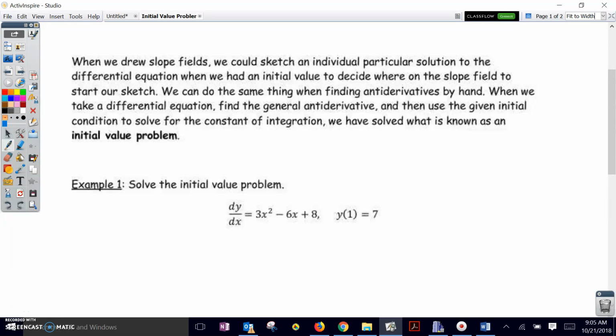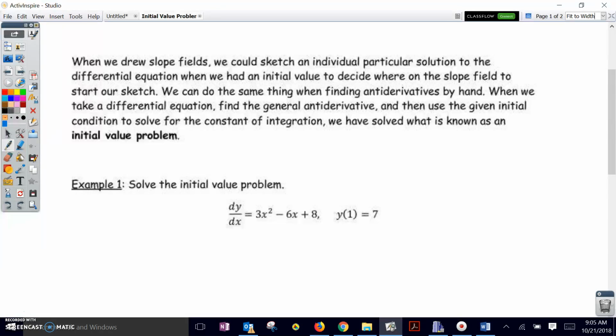Alright, welcome back everybody. In this video we're going to look at the examples from the initial value problems lesson. If you think back to the last lesson on slope fields, what we did at the very end was we took our slope field and then we gave ourselves some condition, the value of a function at a single point, with which we could then draw a specific solution curve. We're going to do the same thing algebraically in this lesson.